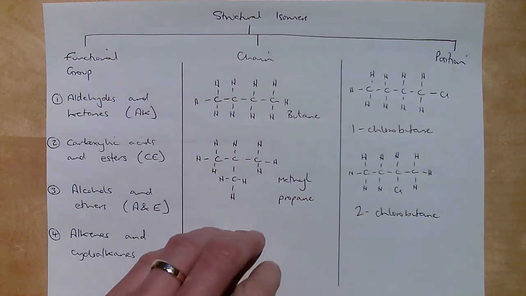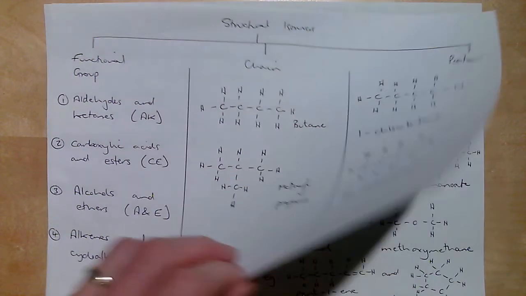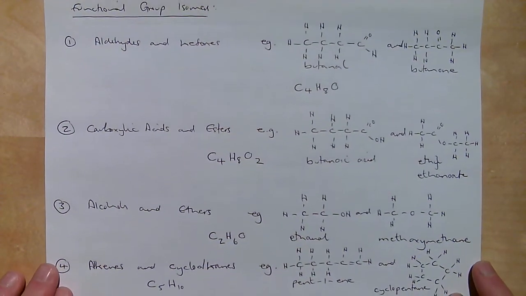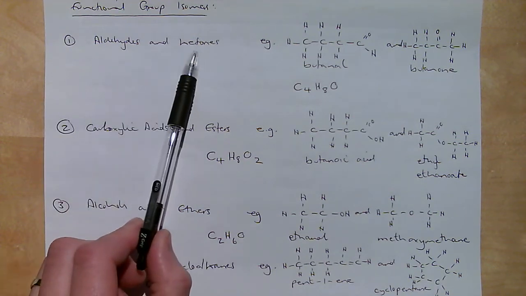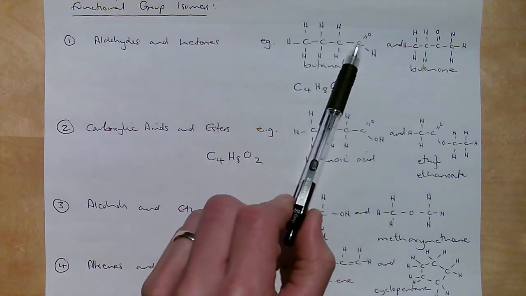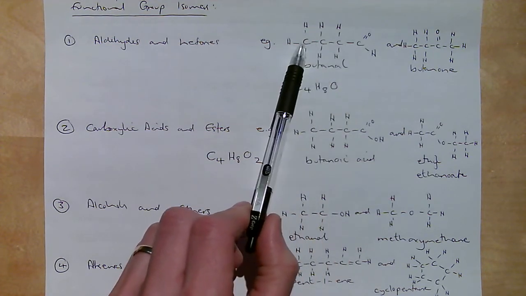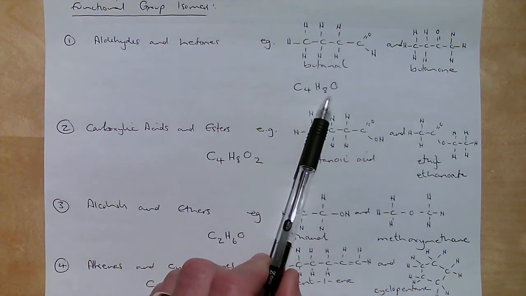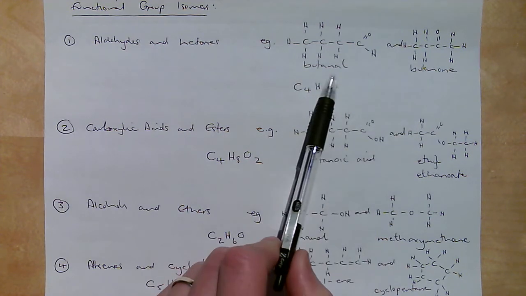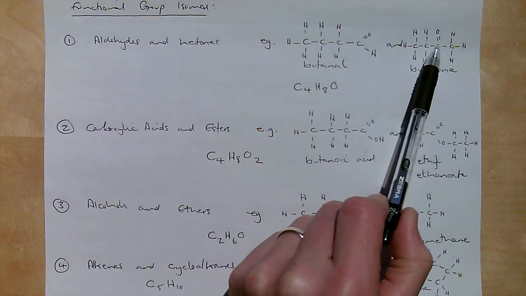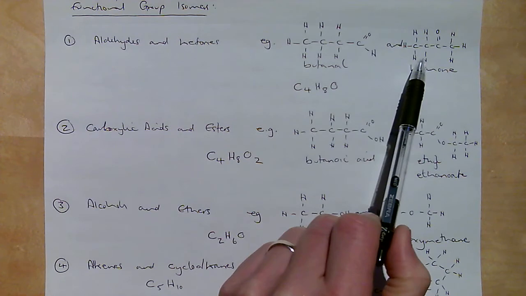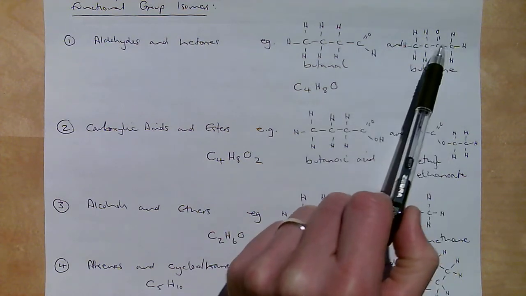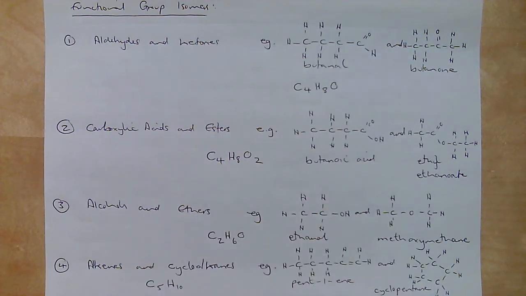Let's have a look at our functional group isomers now in a little bit more detail. Our first pair of functional group isomers were aldehydes and ketones. Here we have butanal with the molecular formulae C4H8O. That is a functional group isomer to butanone. Molecular formulae again C4H8O, but it's got a different functional group. So those two are functional group isomers.